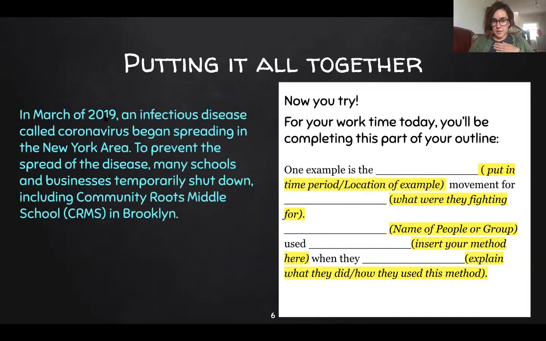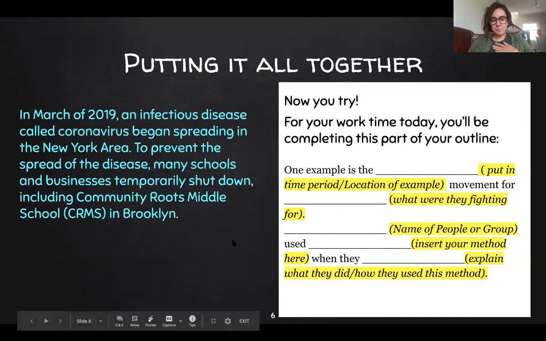But in March of 2019, when an infectious disease called coronavirus began spreading through the New York area. So what and where? To prevent the spread of the disease, many schools and businesses temporarily shut down. Why? Why did it happen, right? Including Community Roots Middle School in Brooklyn. Who? Okay? And you're going to apply the exact same thing by completing this section of your outline and saying, in the 1960s, New York movement for, what were they fighting for, right? You're doing all those same questions tailored to your social movement.